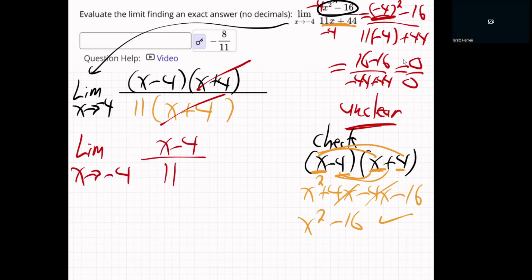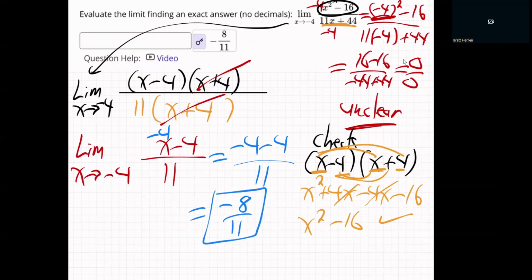And that's super good news because now, write what we have, now we can just plug in the -4 because you see, these guys were the problem. If you plug -4 in, that's what made the top 0, and plug in -4 here, that's what made the bottom 0. But now they're gone, they canceled. So now we can just plug in again. This time it'll work. The -4, we get -4 minus 4 over 11, which is -8 over 11.